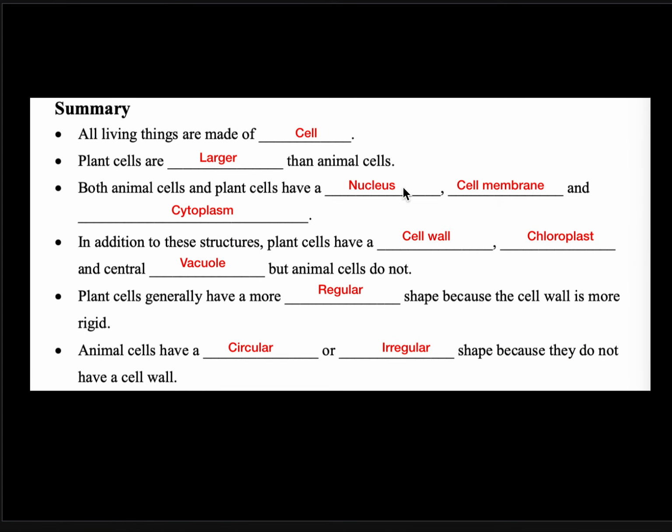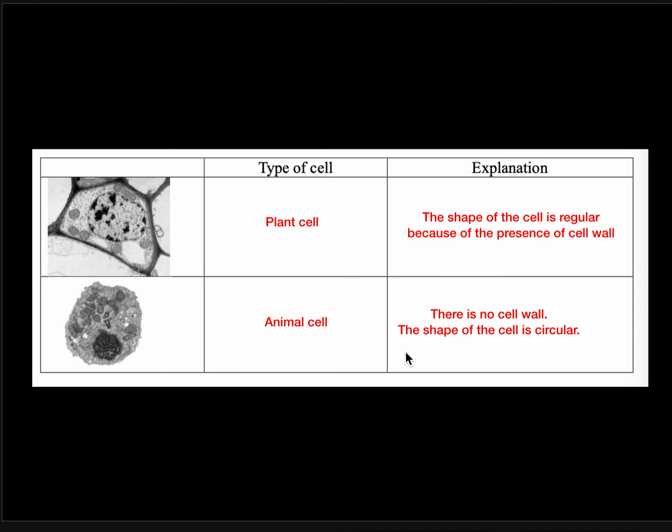So check the answer here. Last one: when you are going to explain, make sure that you can tell me something unique to that plant cell or to that animal cell. So that's it.